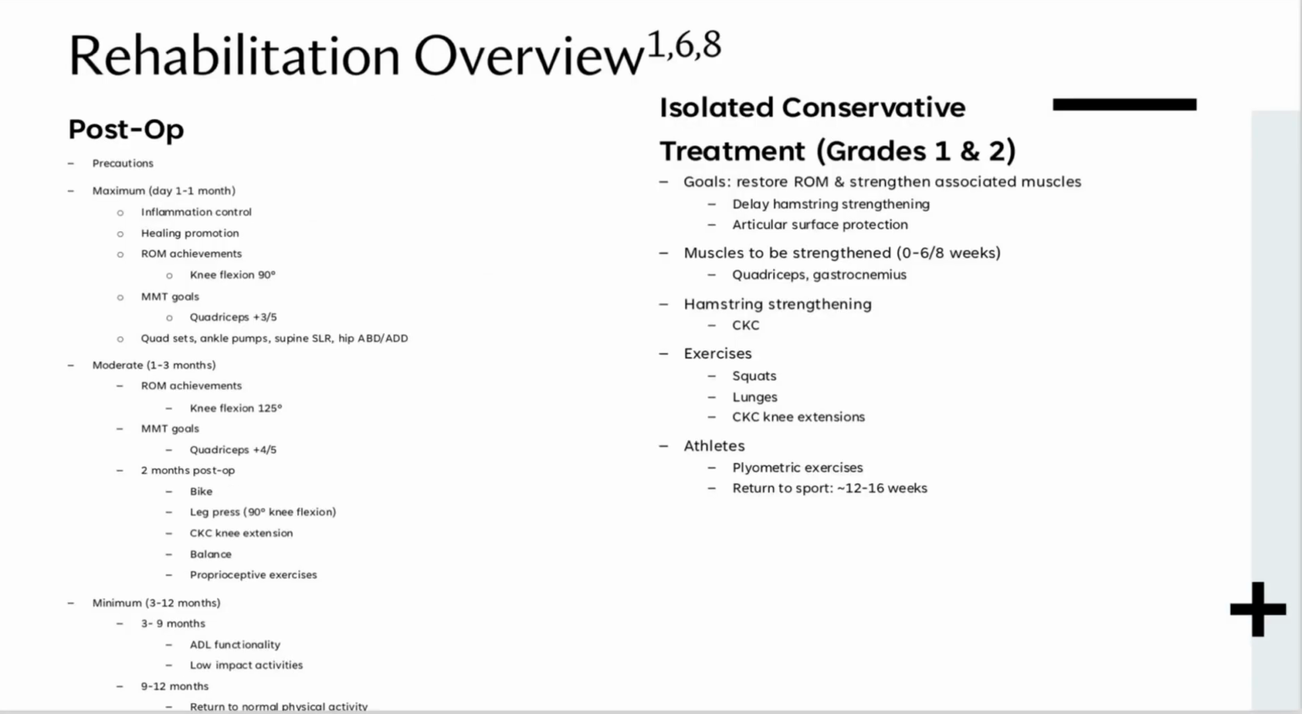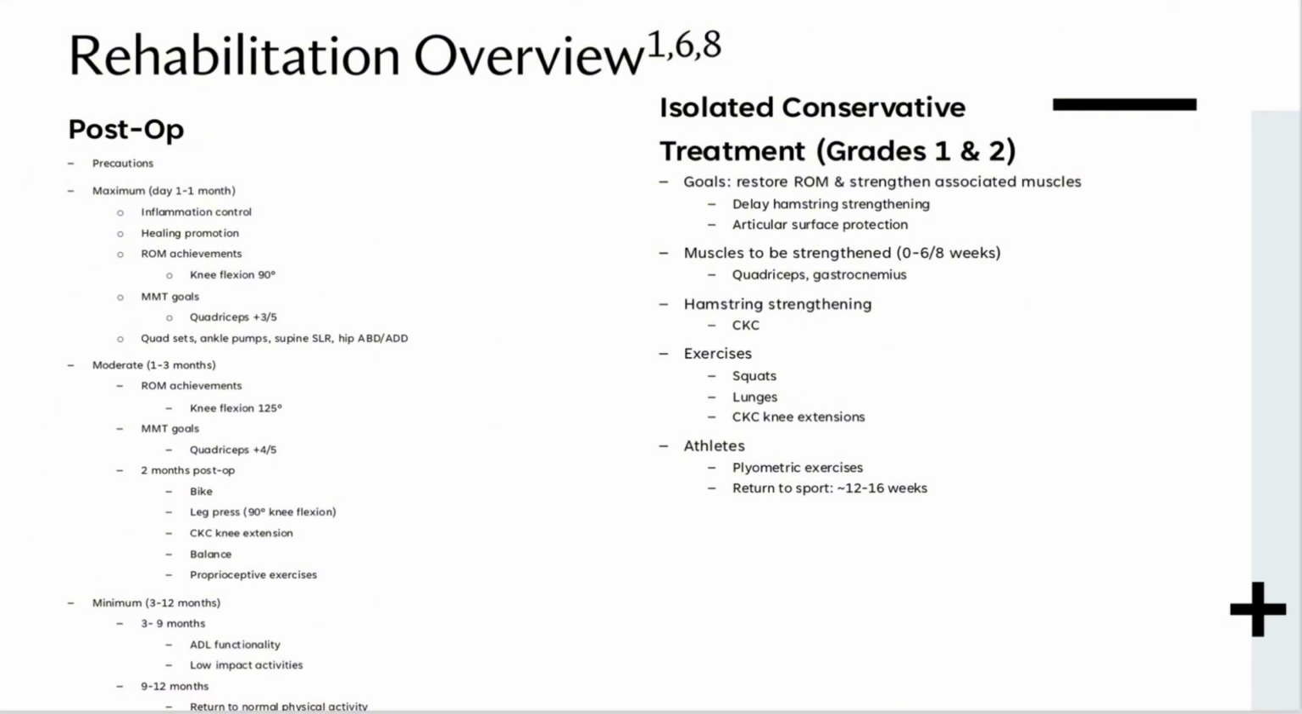When rehabbing a PCL sprain, there are two different options. If the PCL sprain is a grade 3, generally surgical intervention is favored, but if the PCL sprain occurs in isolation and is a grade 1 or 2, a non-surgical conservative intervention or treatment protocol is recommended.